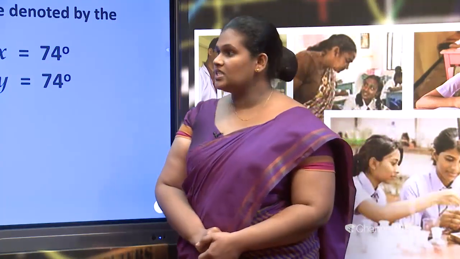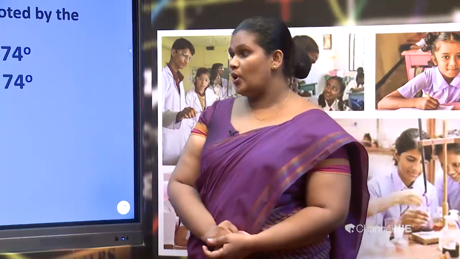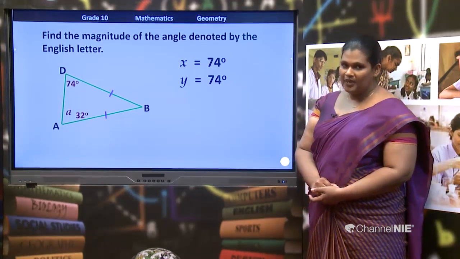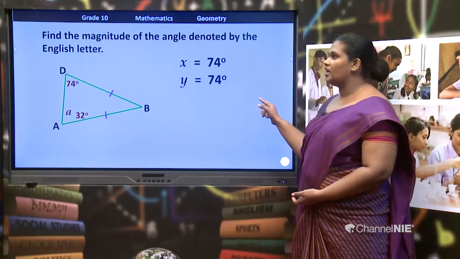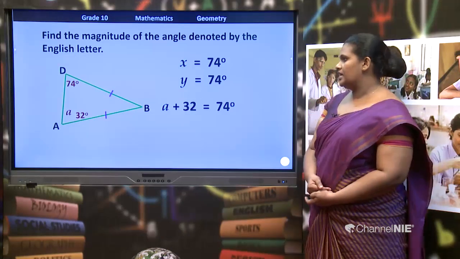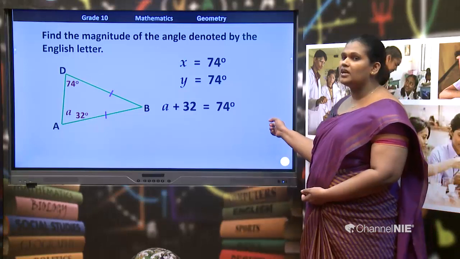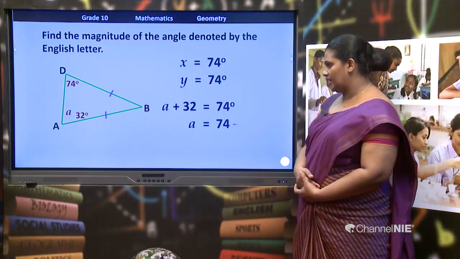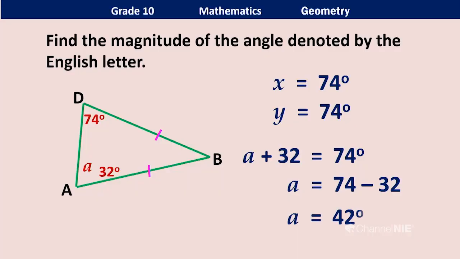Right. Here we can observe that triangle ABD is an isosceles triangle. Therefore, angle BAD should be equal to the angle ADB. Therefore, A plus 32 degrees should be equal to 74 degrees. So, once again we have formed a simple equation. So, by simplifying this we can get the value of A. I am going to subtract 32 from both sides. Therefore, I can get the value of A as 74 minus 32, that is 42 degrees.